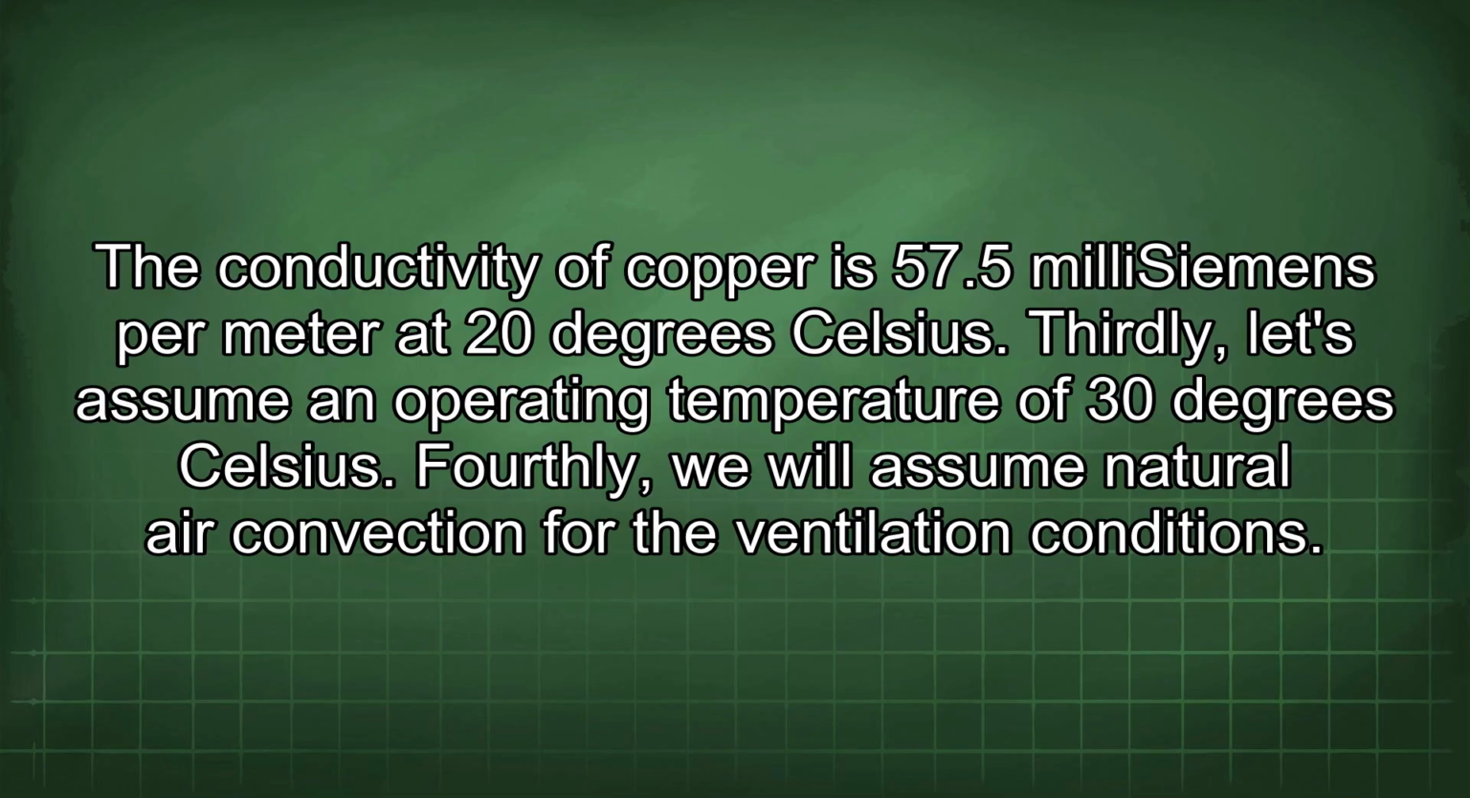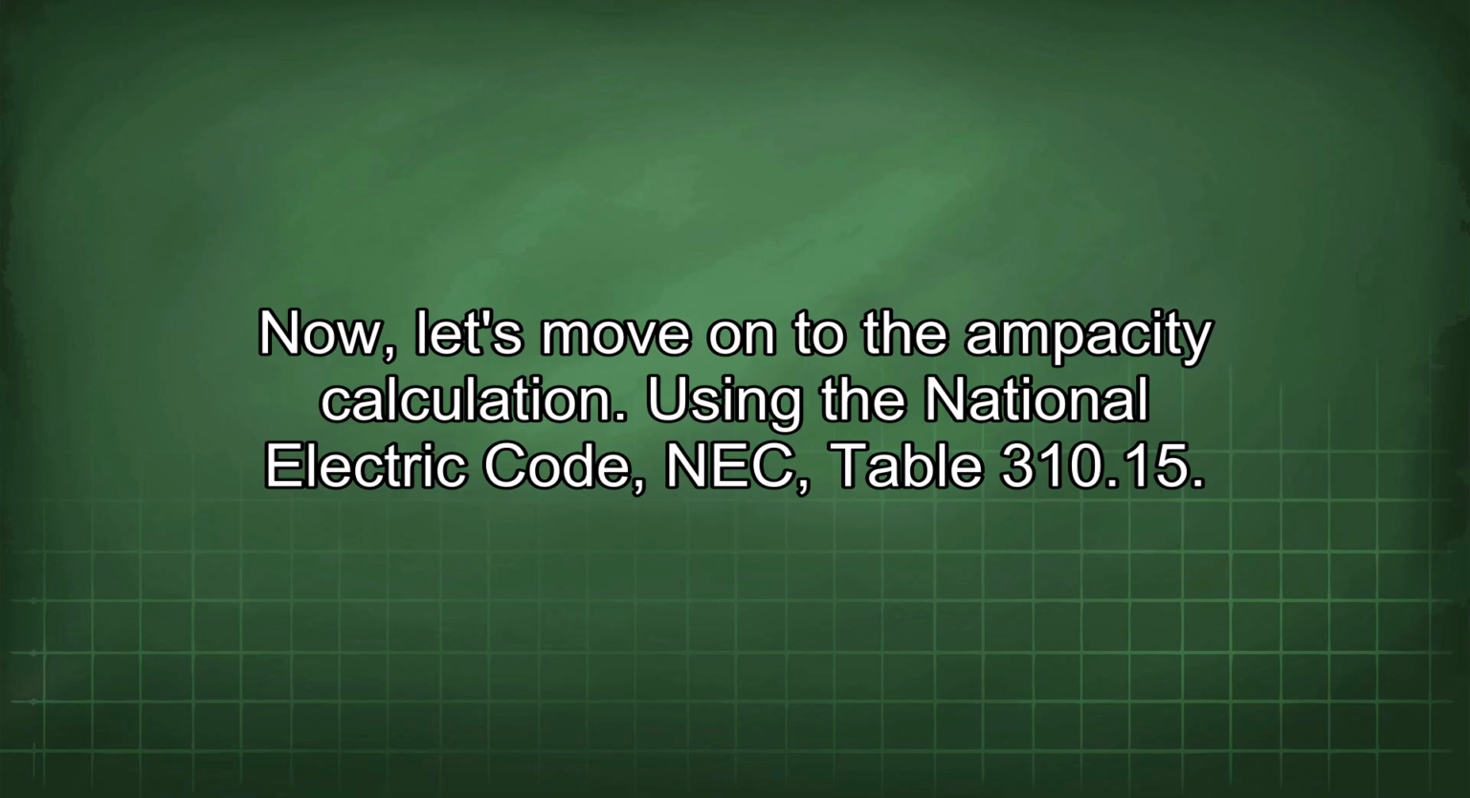Thirdly, let's assume an operating temperature of 30 degrees Celsius. Fourthly, we will assume natural air convection for the ventilation conditions. Now, let's move on to the ampacity calculation, using the National Electric Code, NEC, Table 310.15.